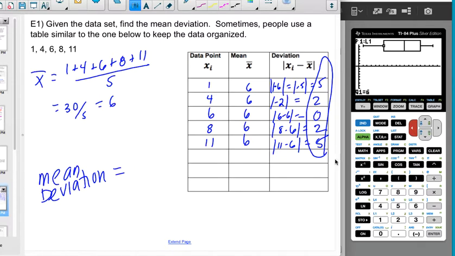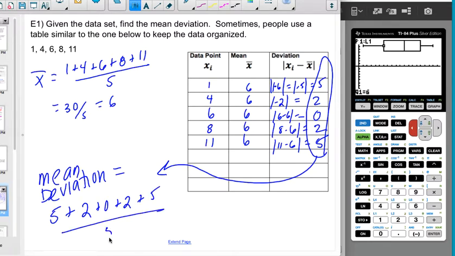So the mean deviation means find the mean of these numbers. So 5 plus 2 plus 0 plus 2 plus 5 divided by 5. Well, I think that's 14 divided by 5, or 2.8. Right? So that's all this means, right? And it's a lot easier with the table.